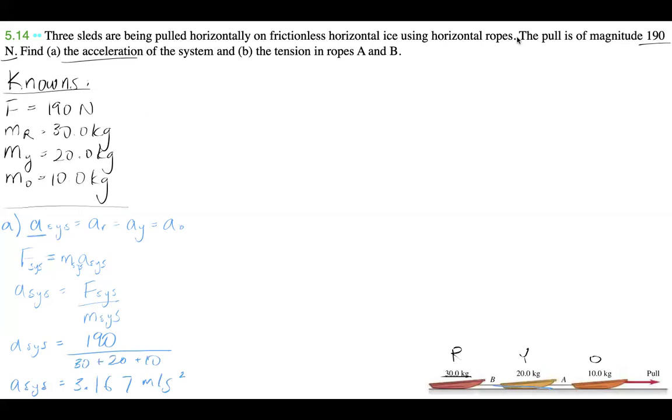cool. So now part B. We have the acceleration of the system. Oh, so part A, we have the acceleration of the system. Now part B, the tension in ropes A and B.